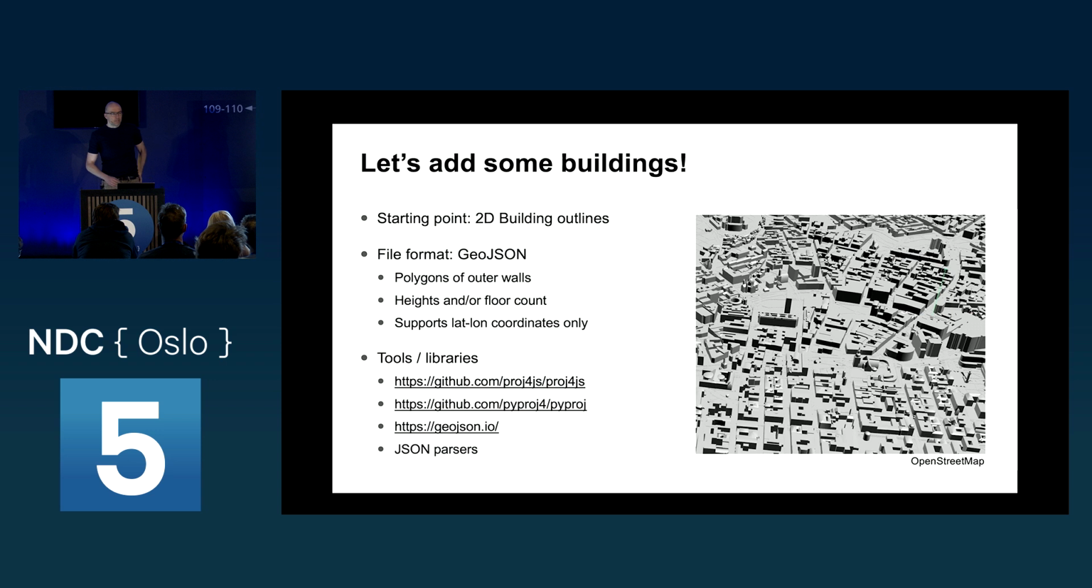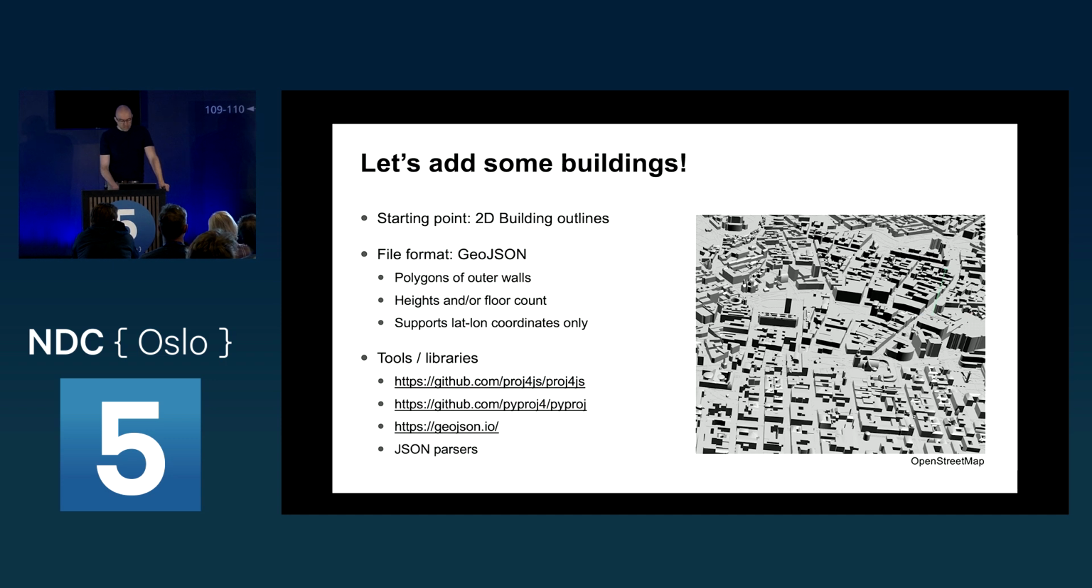We are satisfied with the surface and the texture, but let's see if we can add some more stuff. In this case, I found that buildings are a good example of things to add. You will find building outlines, two-dimensional geometry, on OpenStreetMap. They have building data for a lot of cities, including Norway. And basically what you do then is you can get hold of a GeoJSON file.